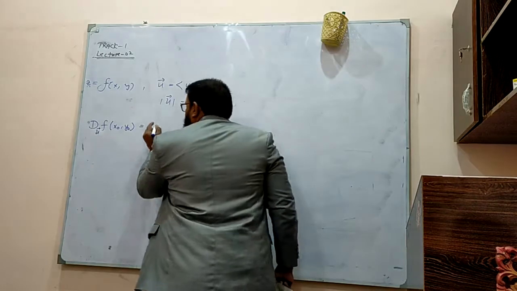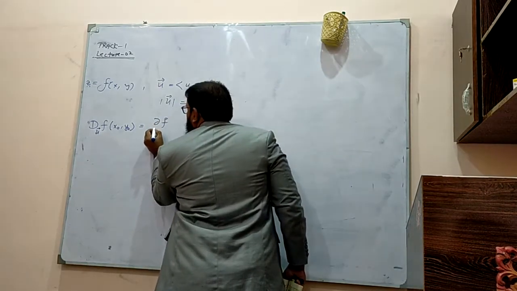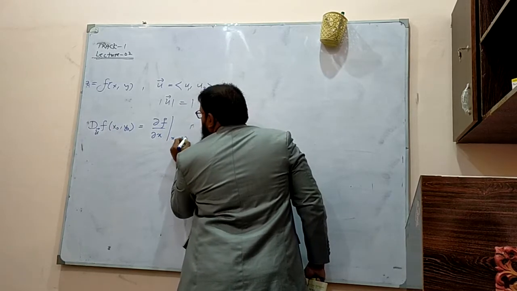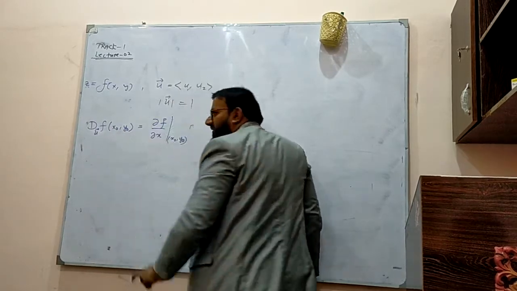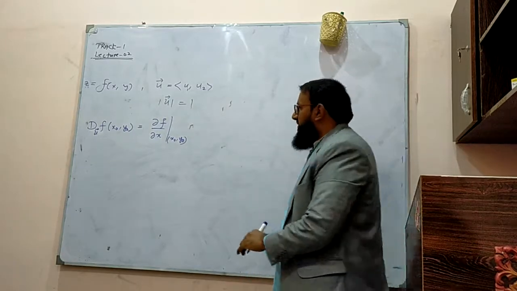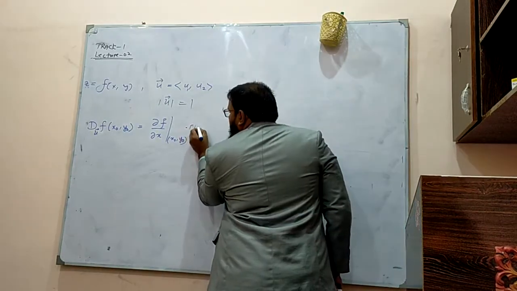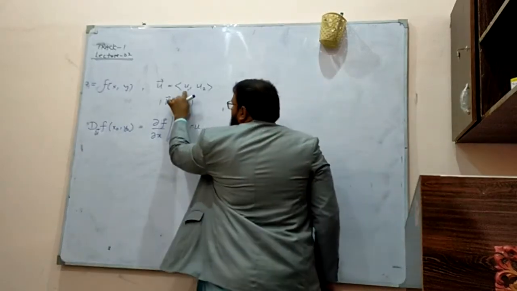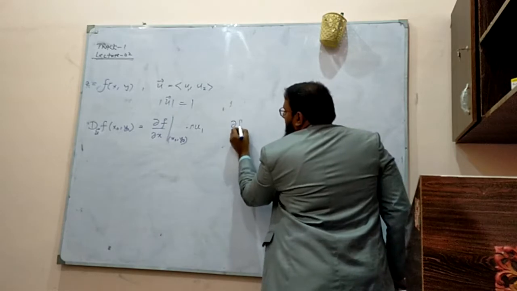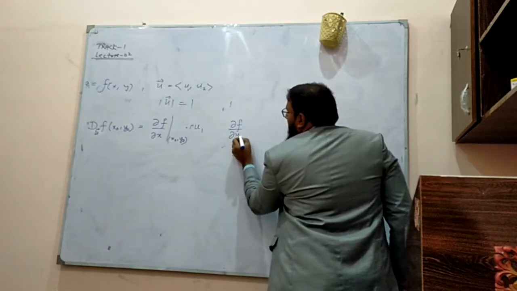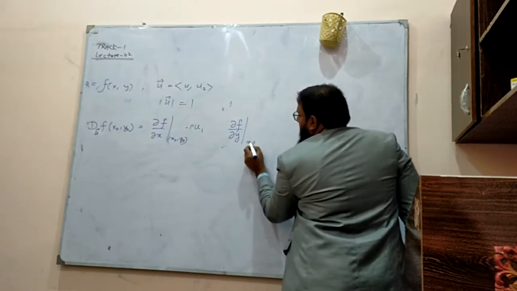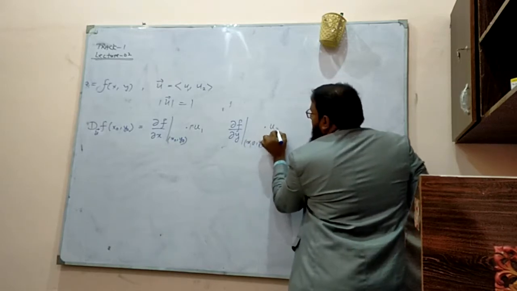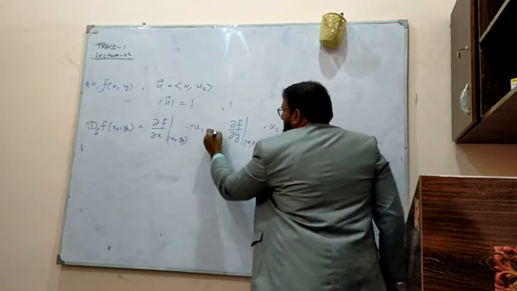Now what you need to do, you need to partially differentiate f with respect to x, then evaluate at this point x naught, y naught. We know very well what this means. Just multiply this quantity with the first component, u1. Then partially differentiate f with respect to y, evaluate at x naught, y naught, and multiply it with the second component u2, and just add these things.